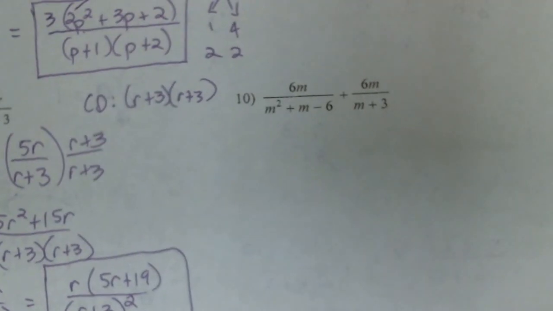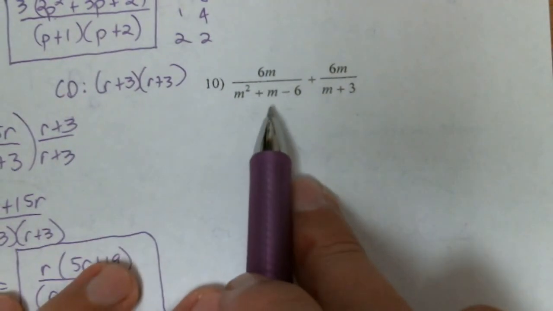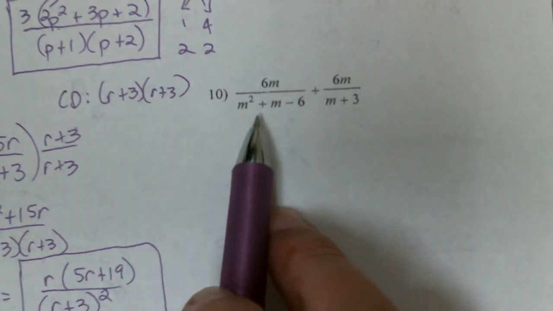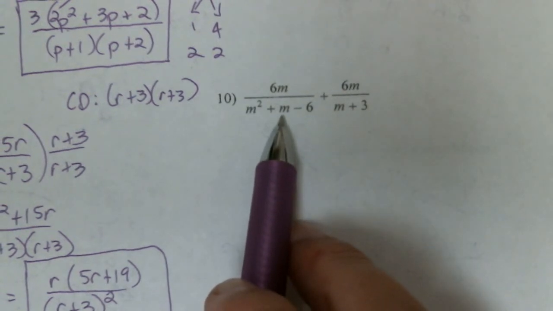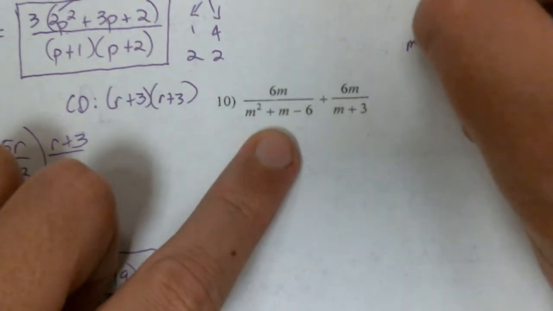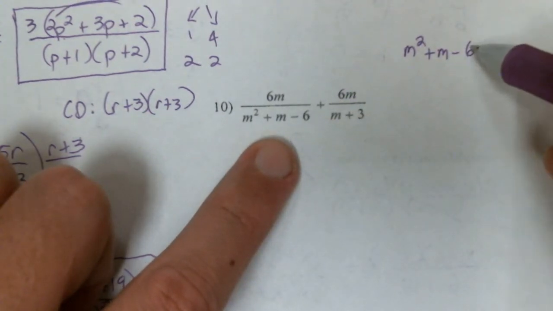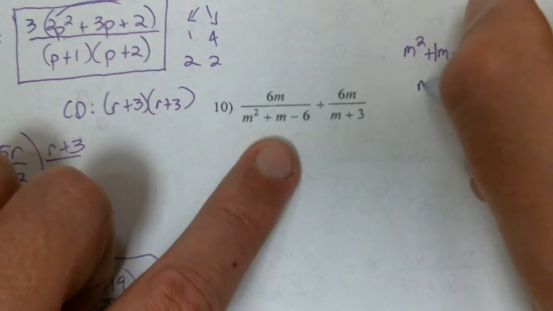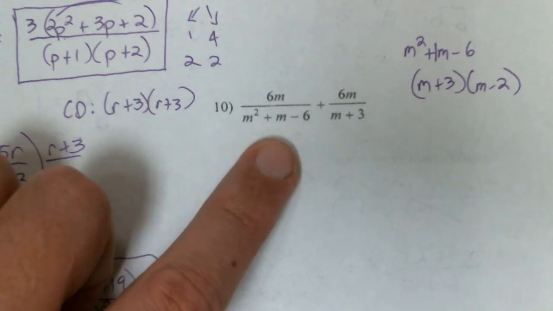Okay, number 10. 6m over m squared plus m minus 6 and m plus 3. So anytime I see a quadratic trinomial on the bottom of these rational expressions, I'm always going to see if I can factor it. How does m squared plus m minus 6 factor? Factors of negative 6 that add to positive 1 are going to be 3 and negative 2. So that's going to factor as m plus 3, m minus 2.